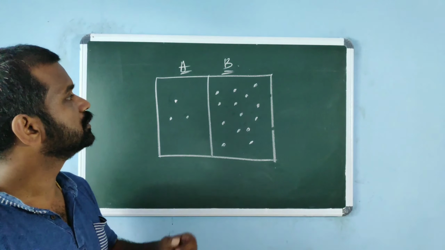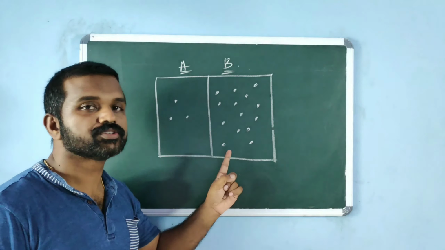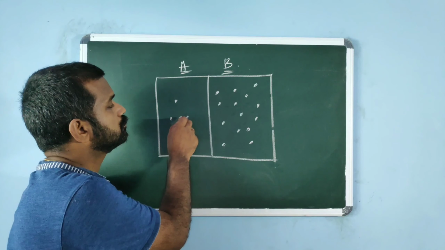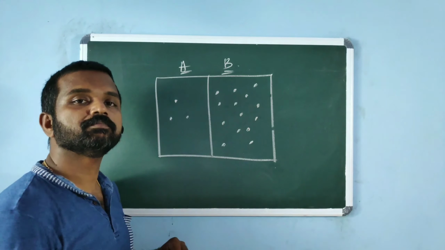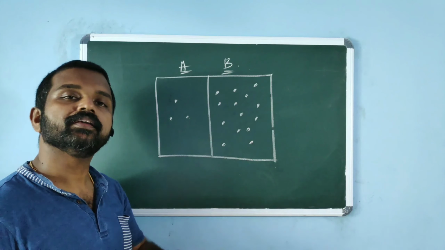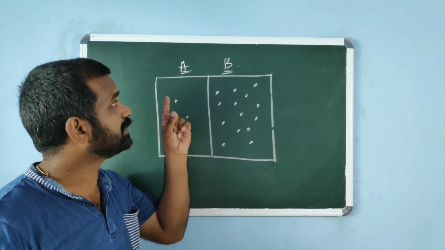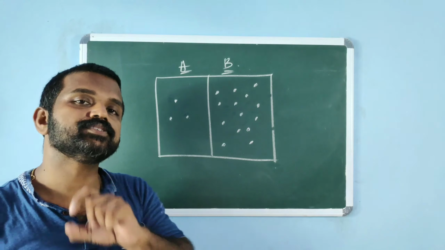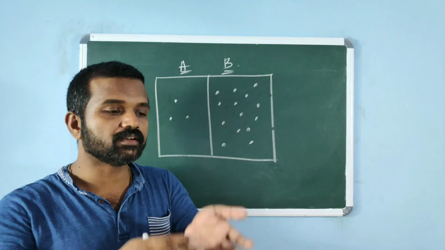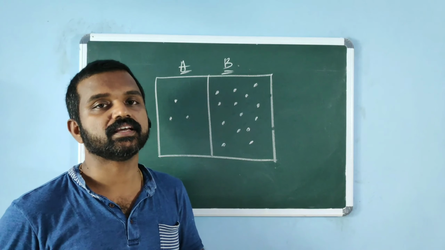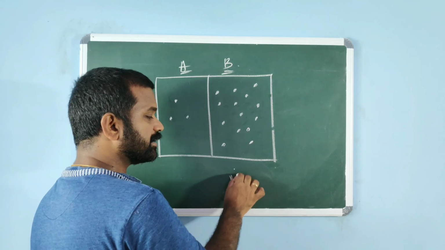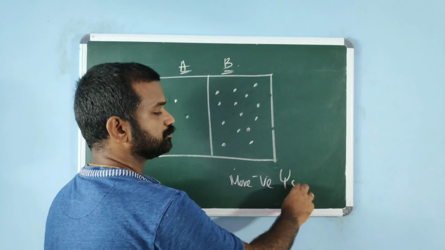So see here, the diagram, the two chambers labeled are chamber A and chamber B. And these labeled parts are nothing but solute molecules. So more solute molecules are present in chamber B and fewer solute molecules are present in chamber A. And while discussing solute potential, NCERT says the more the solute molecules, the more negative is the psi S, that is, the lower is the psi S. So we can conclude that this chamber has more negative psi S.